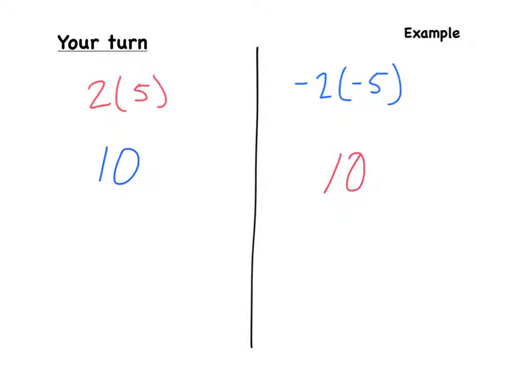It doesn't even matter if we have positive 2 times positive 5 over here on the left, or a negative 2 times a negative 5. Both answers are going to be a positive 10.